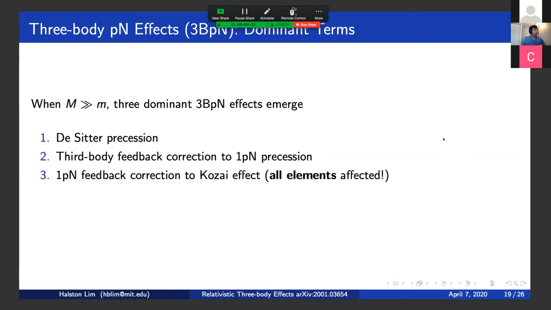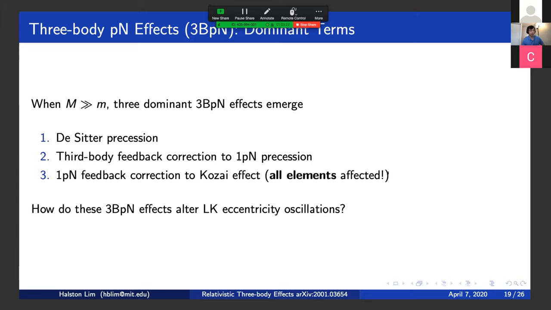So in summary of the previous few slides, if the inner binary is much less massive than the total mass of the system, then three dominant three-body 1PN effects emerge. You have the de Sitter precession, and you also have the feedback corrections to the 1PN precession. This is a correction to the standard 1PN precession due to the third body. And as I mentioned before, there are relativistic corrections to the Kozai effect. This third one is really important because it's not just a precession, it actually affects all the elements: the eccentricity, the semi-major axis, and the inclination. So including this effect is key to some of the results I will show.